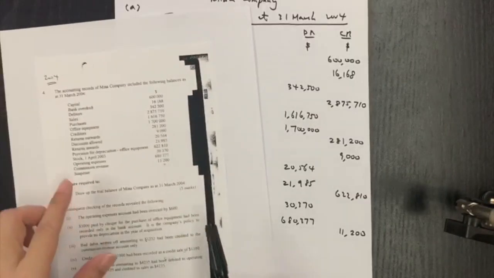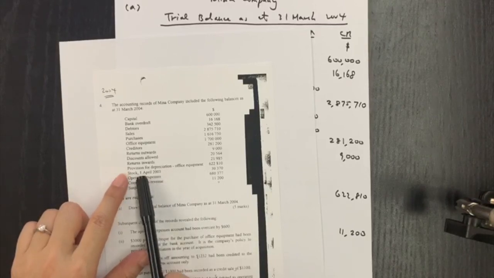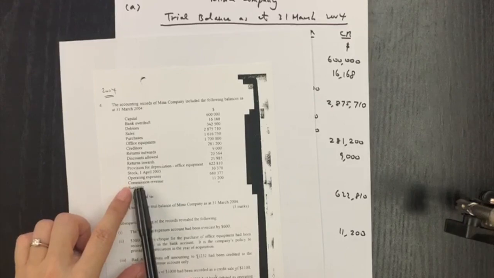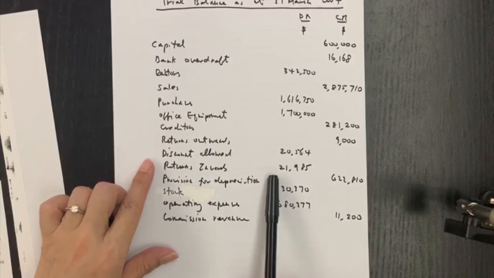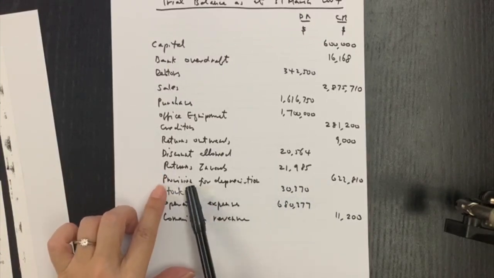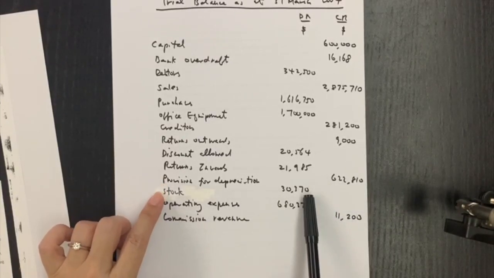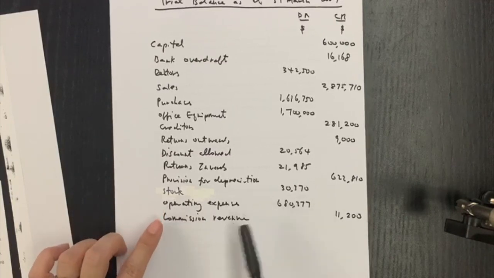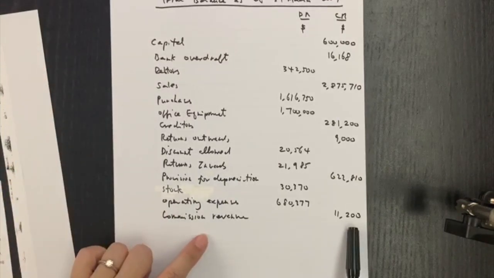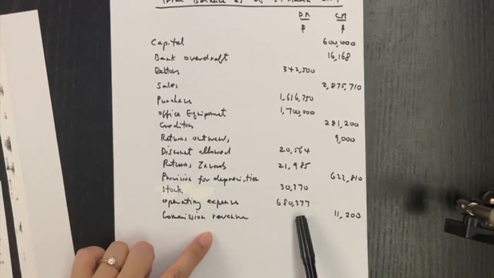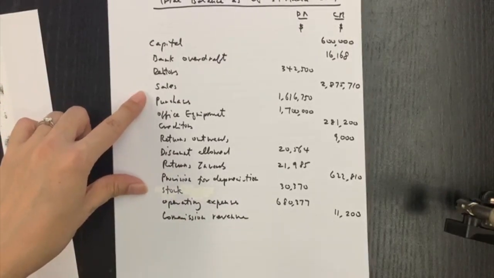Okay, and then after returns inwards, we have provision for depreciation, which is the same as accumulated depreciation, and then inventory, and then operating expenses, and then commission revenue. Alright, I just do the classification of whether they are debit items or credit items in this way. So provision for depreciation is a credit item, same as accumulated depreciation, and inventory on the debit side. Operating expenses is a debit item, and then revenue is a kind of credit item. Okay, you just do that in this way. So you can see it is very important that you distinguish clearly what items are debit items and what items are credit items.